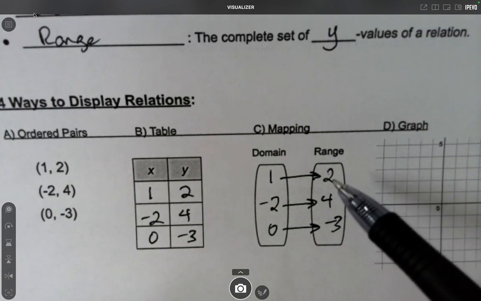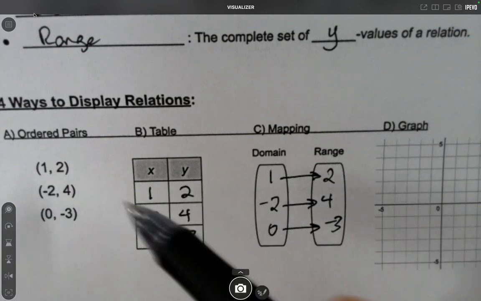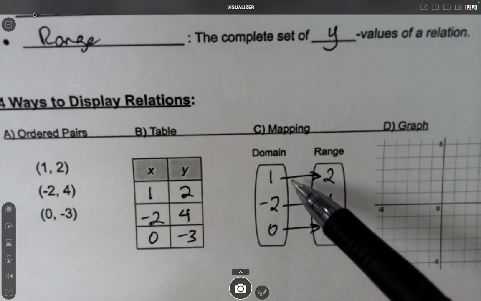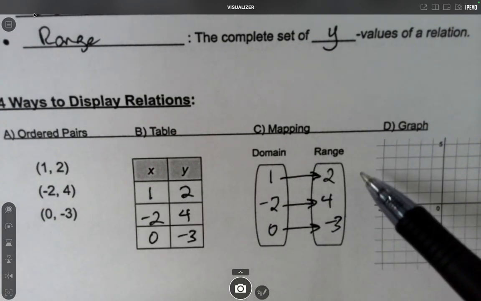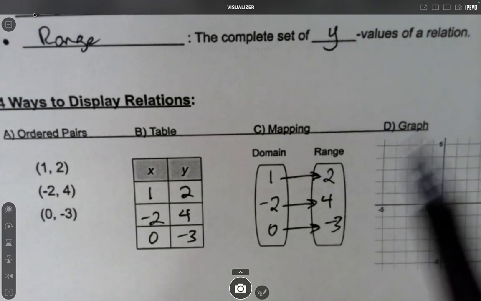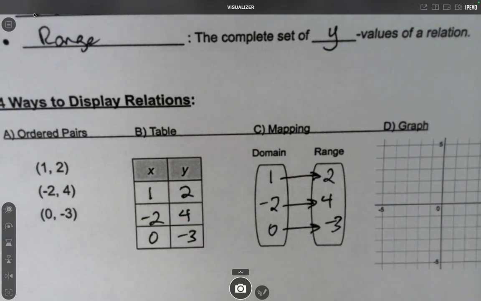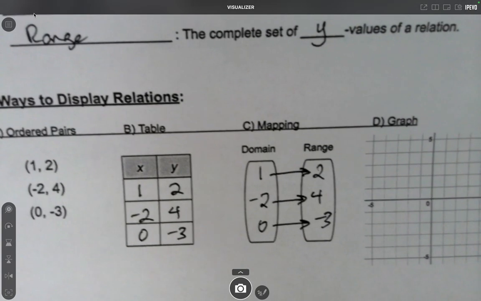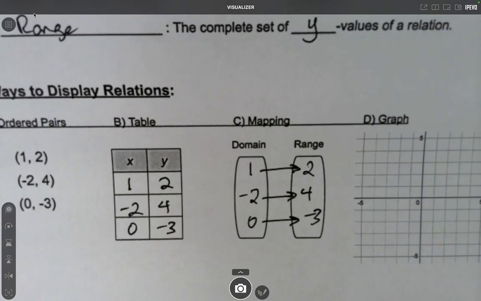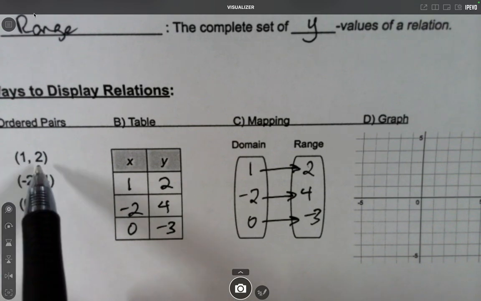So again, important parts of the mapping is that you draw a shape around all the X's, draw a shape around all the Y's, and then draw an arrow from the X to the Y value that it goes with. And then we can graph these things as well. So our first one is the point 1, 2.